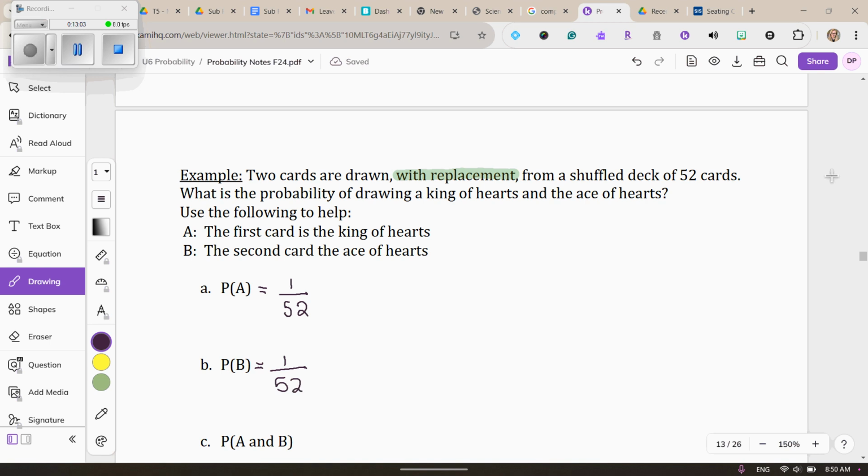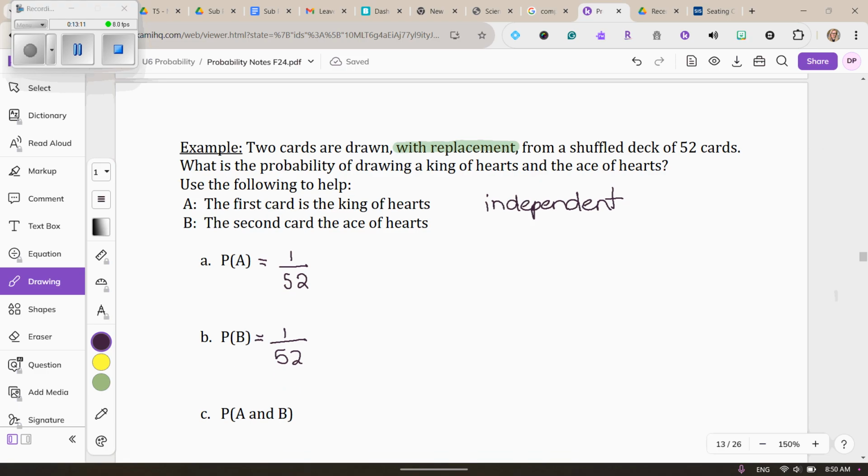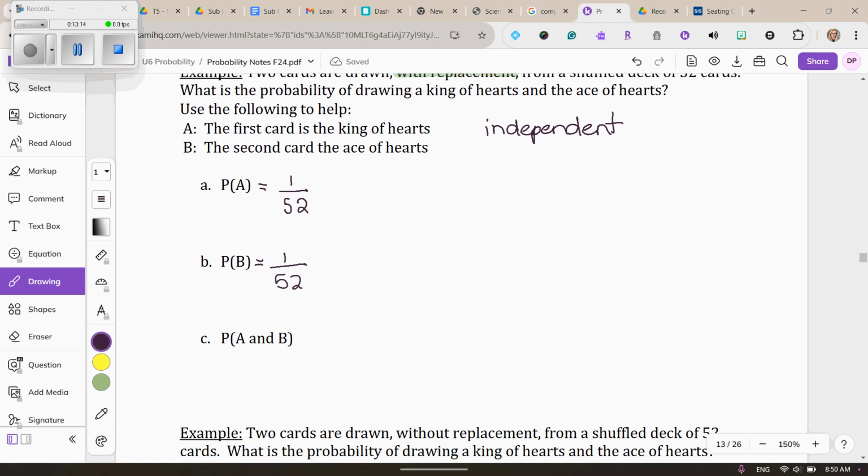Remember that these are independent, meaning that the outcome of event B did not change based off of what happened in A. So now I go ahead, I take those and I multiply 1 out of 52 times 1 out of 52. And I get 1 over 2,704.